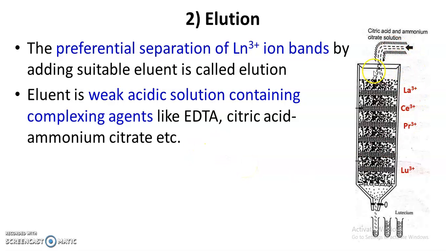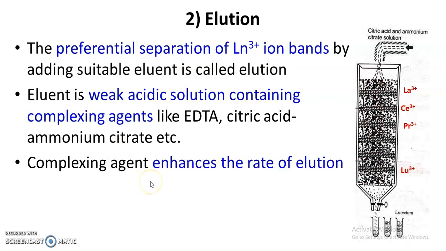For example, these are the various bands, and when the solution containing weak acid and complexing agent is passed through this column, the eluent is citric acid plus ammonium citrate. So when it is passed through this column, there is an elution of these ions, and elution means what? The preferential separation of lanthanide plus 3 ion bands by adding a suitable eluent. It is called elution.